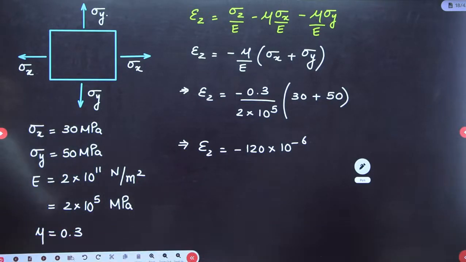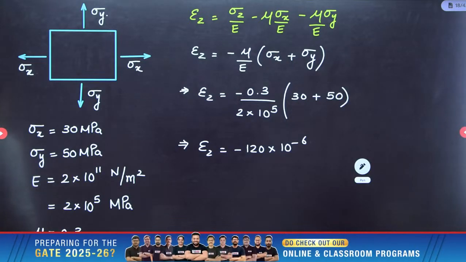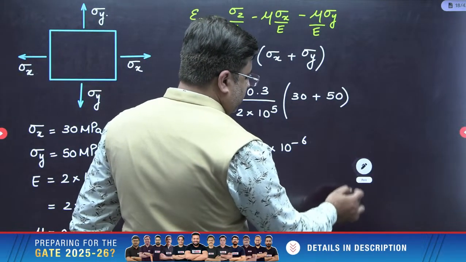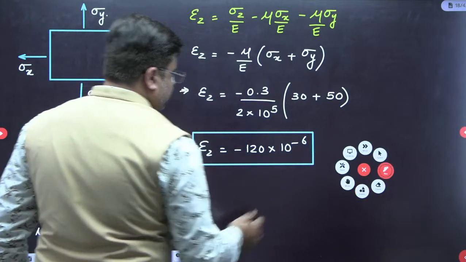So 0.3 into 80 divided by 2. Yeah, so this will be 120 into 10 raised to power minus 6. This is your epsilon z. So let's move ahead with this quickly.